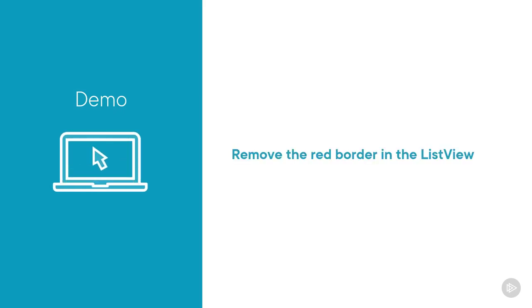In this demonstration you will learn how to remove the red border in the list view that gets shown when you have a validation error. Let's switch to Visual Studio.